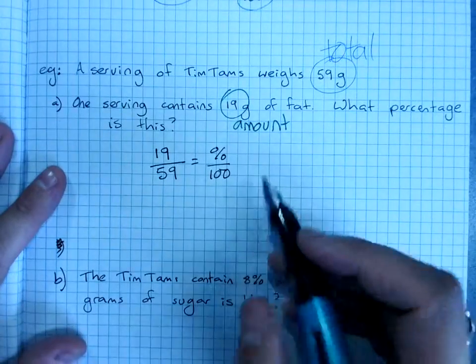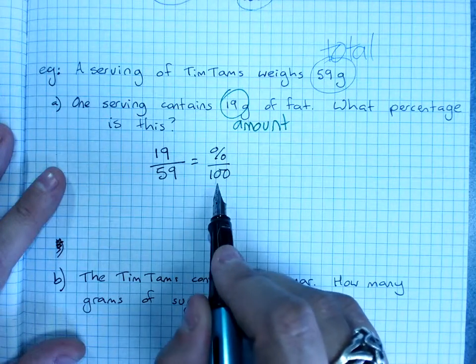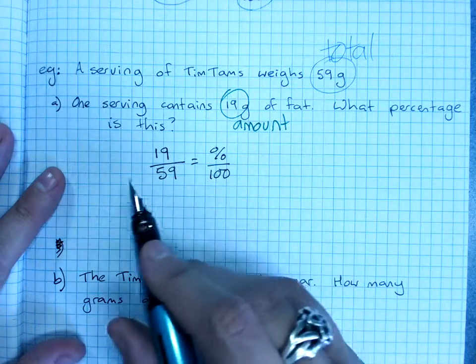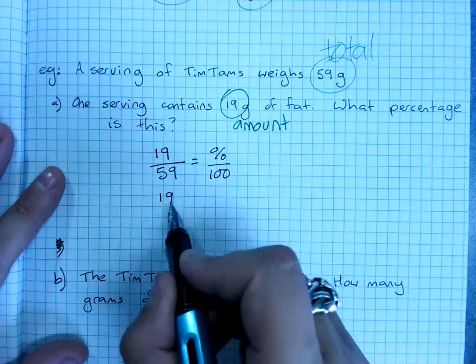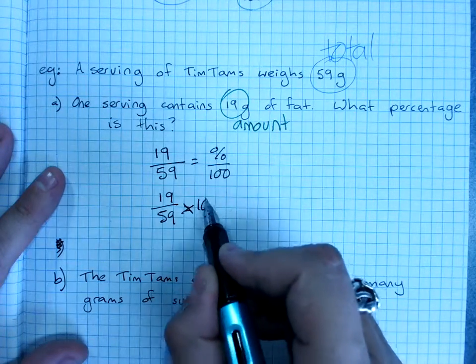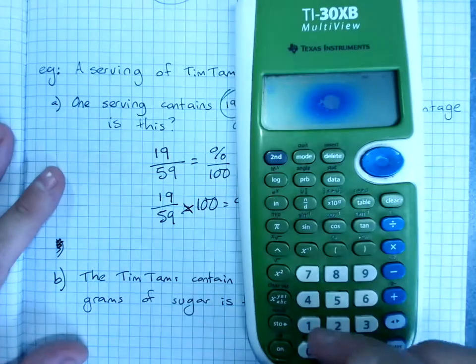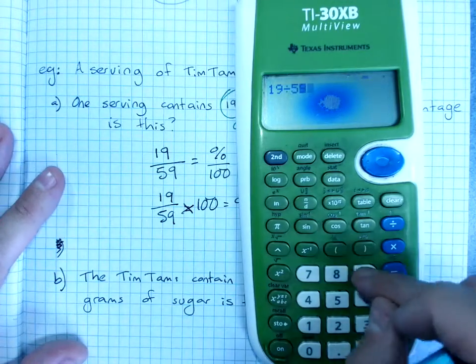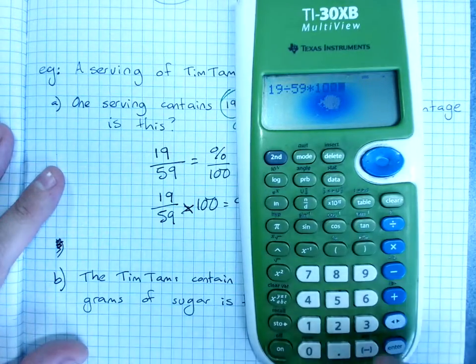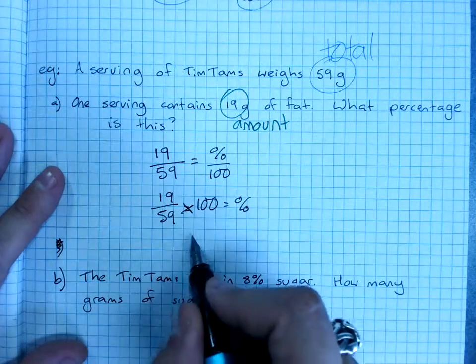Then we want the percentage on its own. I've got divide by 100 here. To reverse that, I know I have to times by 100. So 19 out of 59 times 100 will give me the percentage. Grab our calculator. 19 divided by 59 times 100. That is 32.2%. So we'll say 32%.